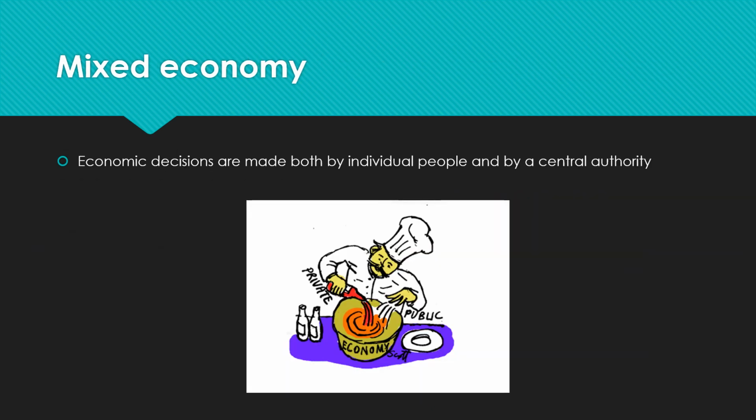Mixed economy, as it sounds, it's somewhere in between. This is where economic decisions are made both by individuals and by a central authority, usually meaning a government. So it's not a purely free market, but neither is it a command economy. The US, we have a mixed economy. We definitely trend more towards the market economy side. There are areas where the government gets involved, such as regulating industries, such as creating a minimum wage, various workplace standards, things like that where they do get involved. So we have a mixed economy in the United States.